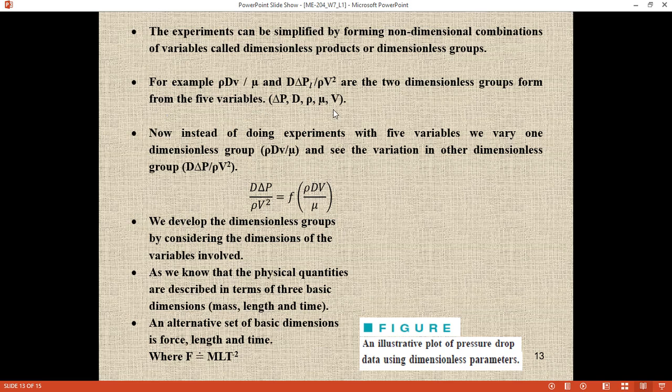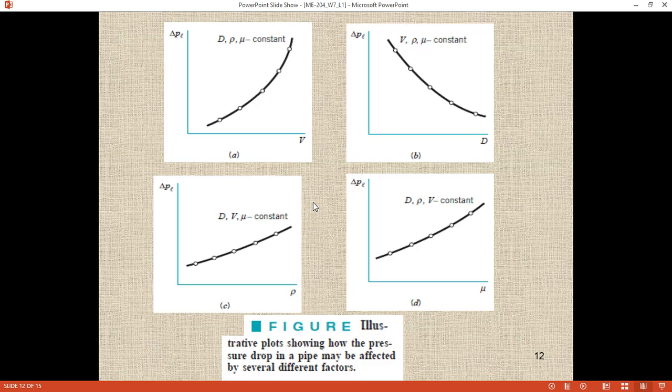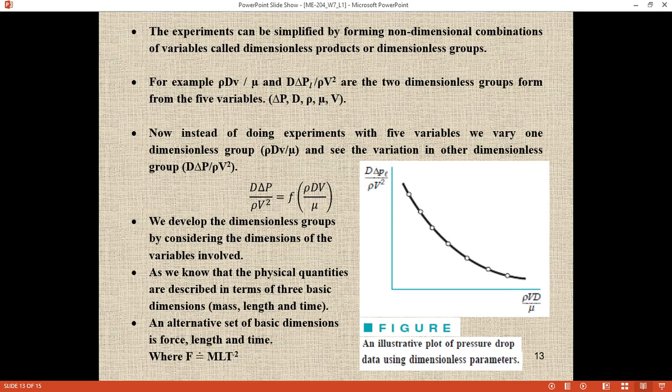the 5 variables. Now instead of doing experiments with 5 variables, we vary one dimensionless group and see the variation in the other dimensionless group. For example, you can see that this dimensionless group is a function of this group. This is the graph of the two dimensionless groups. Both are dimensionally homogeneous.